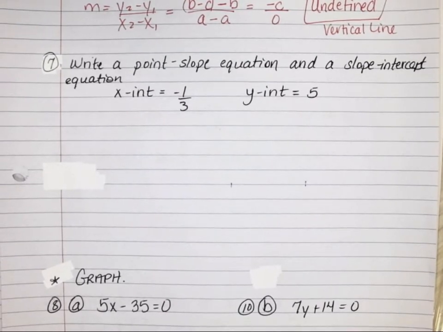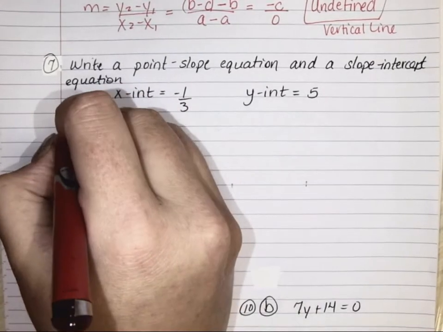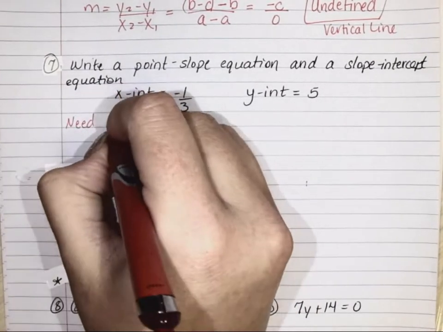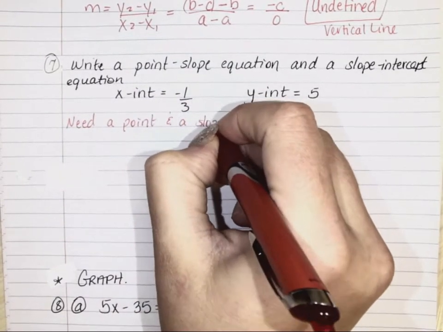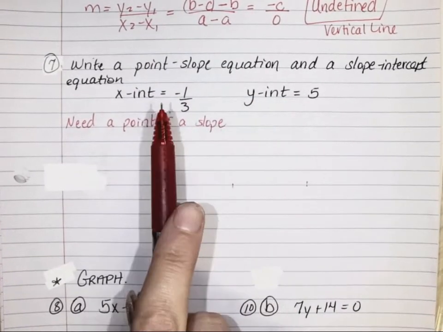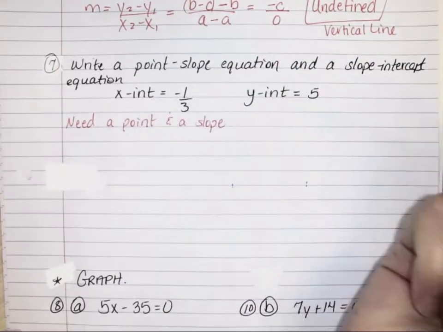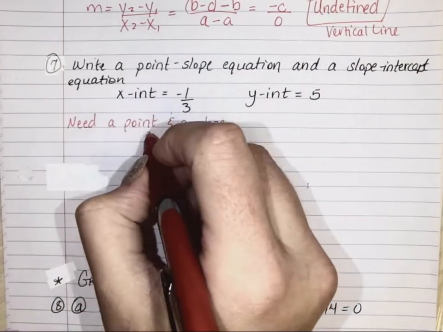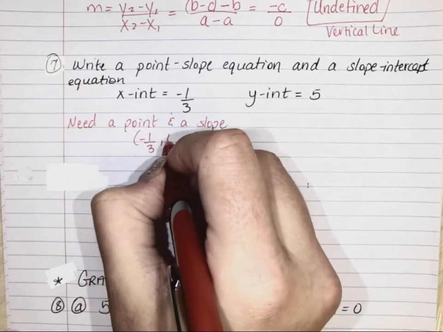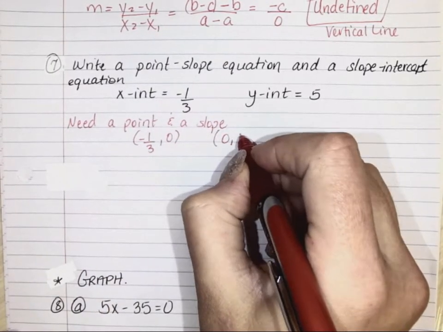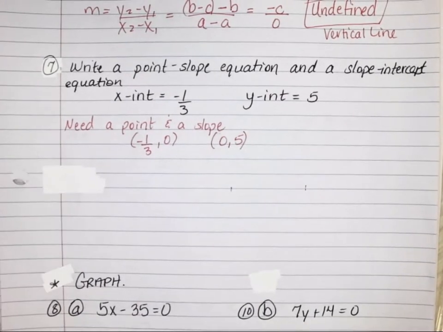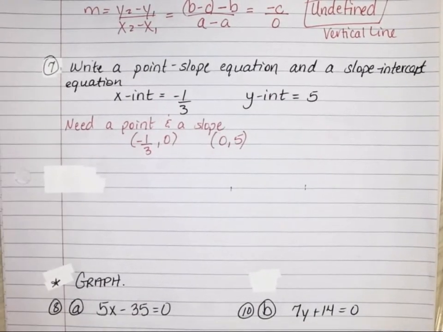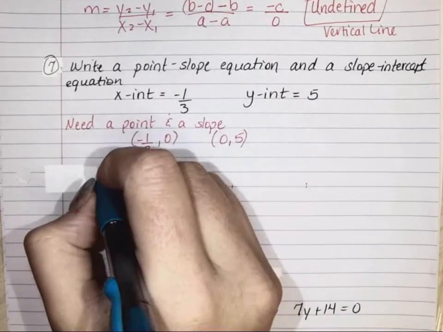In your previous video, I told you that you always need two things to write an equation. You need a point and a slope. We've definitely got a point. They tell us that my x-intercept is (-1/3, 0), and they tell me that my y-intercept is (0, 5). So if you put them in ordered pair form, that's what they look like. What we don't have is a slope. So I need a slope.